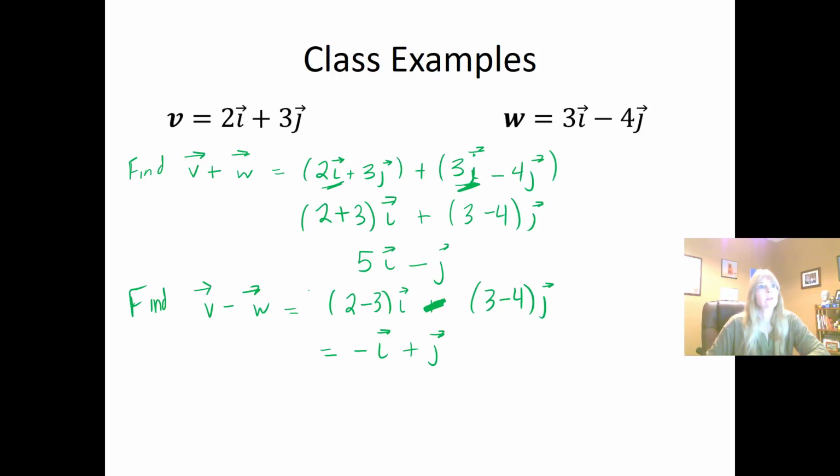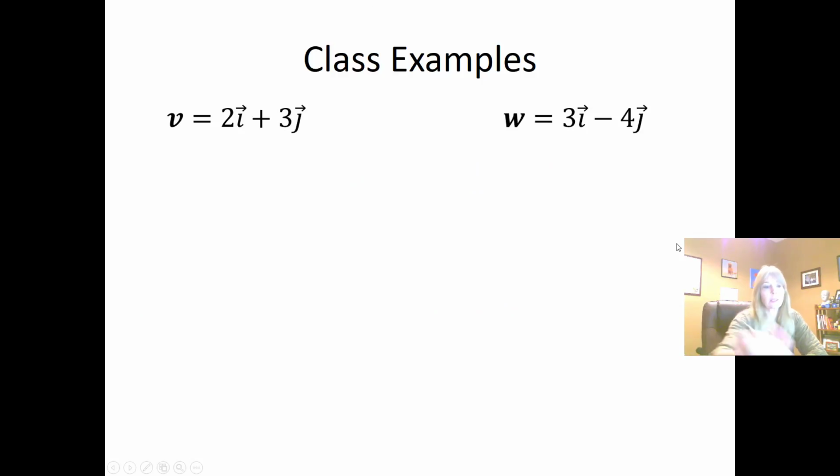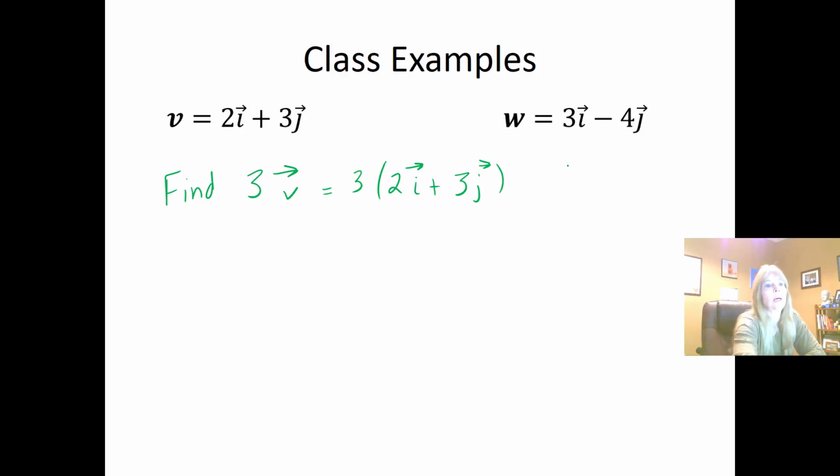All right, let's do some other things. Let's say I have a scalar 3 times my vector v. So as you can guess, I'm just multiplying 3 times my components. Okay, so I get 6i plus 9j.